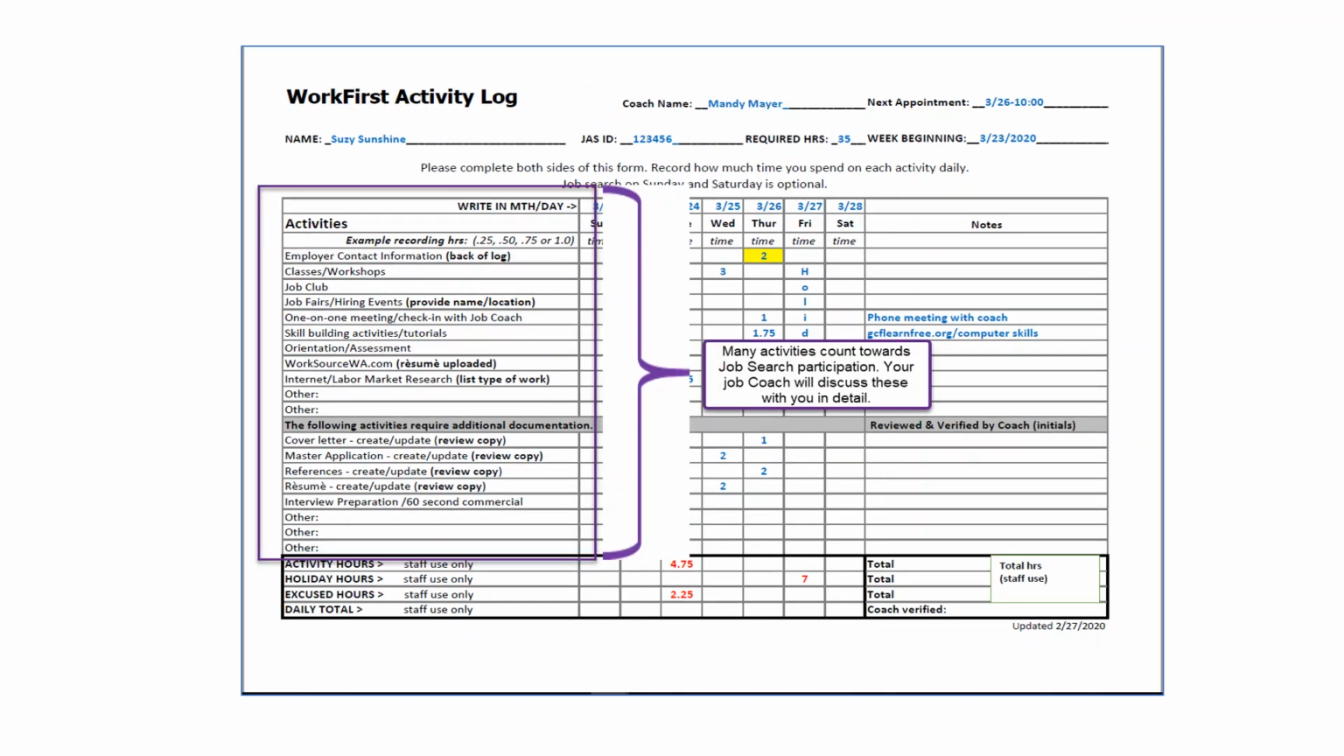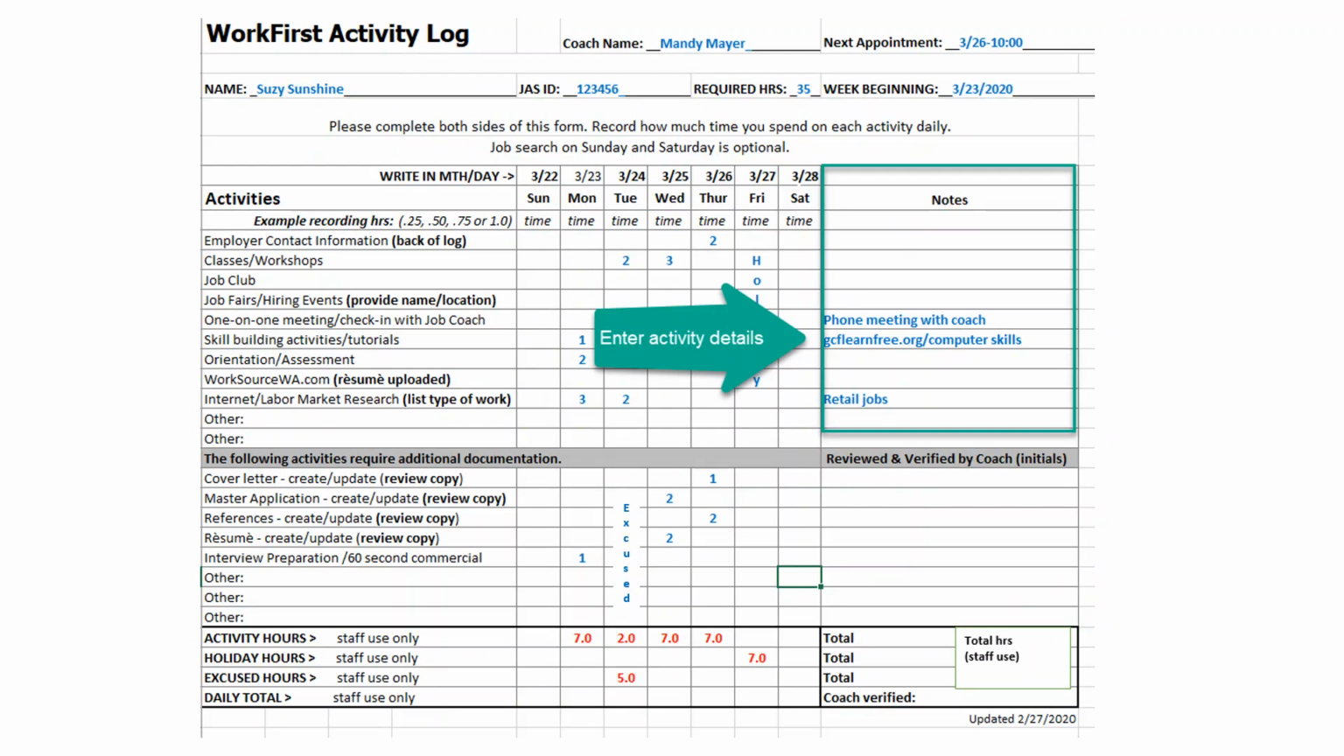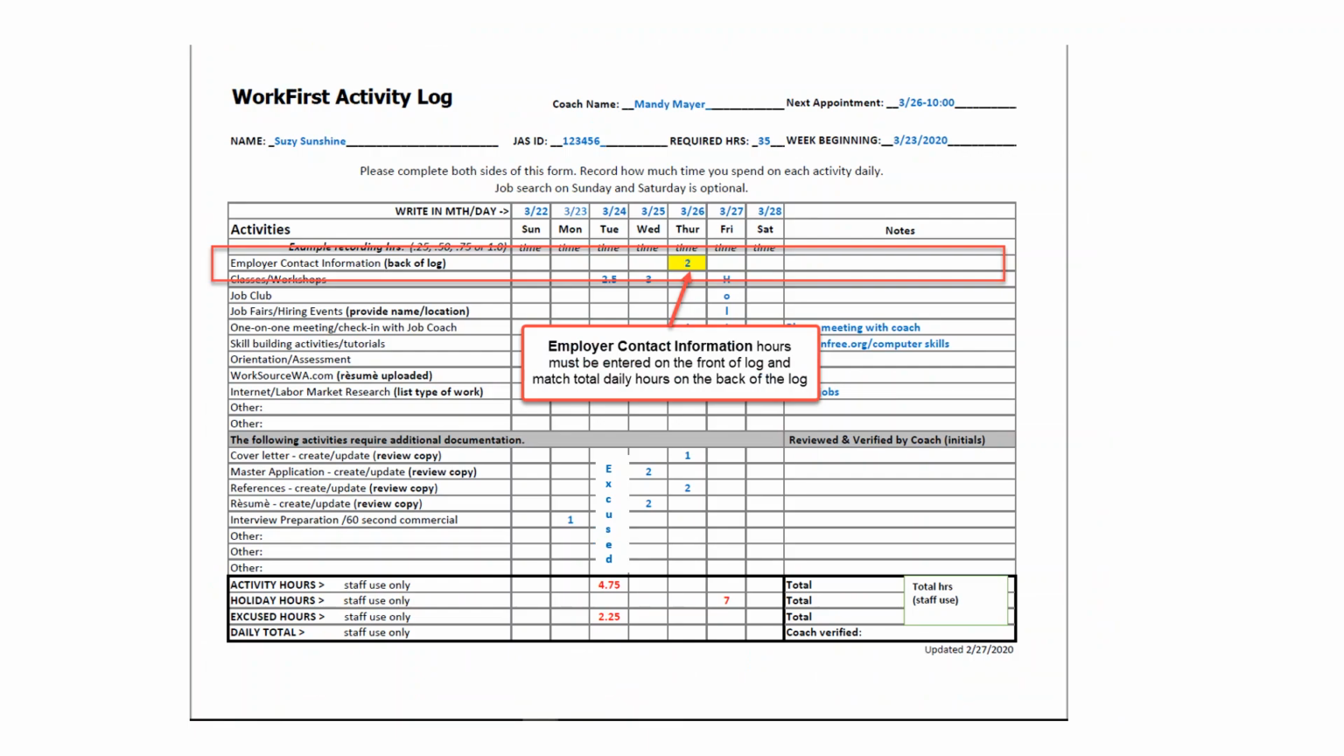The Activities section lists types of job search activities that count towards participation. Your coach will discuss these with you the next time you meet. You may enter activity details in the Notes section.